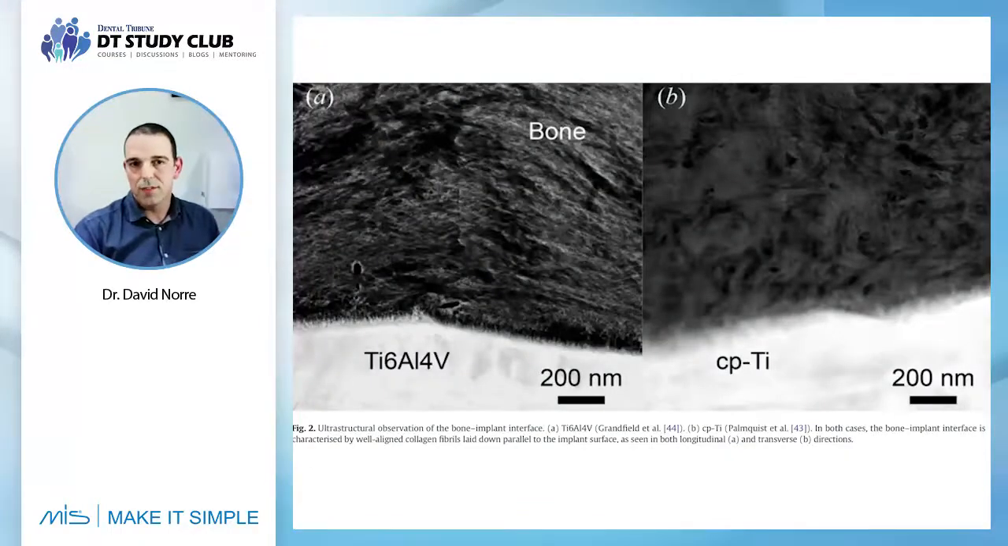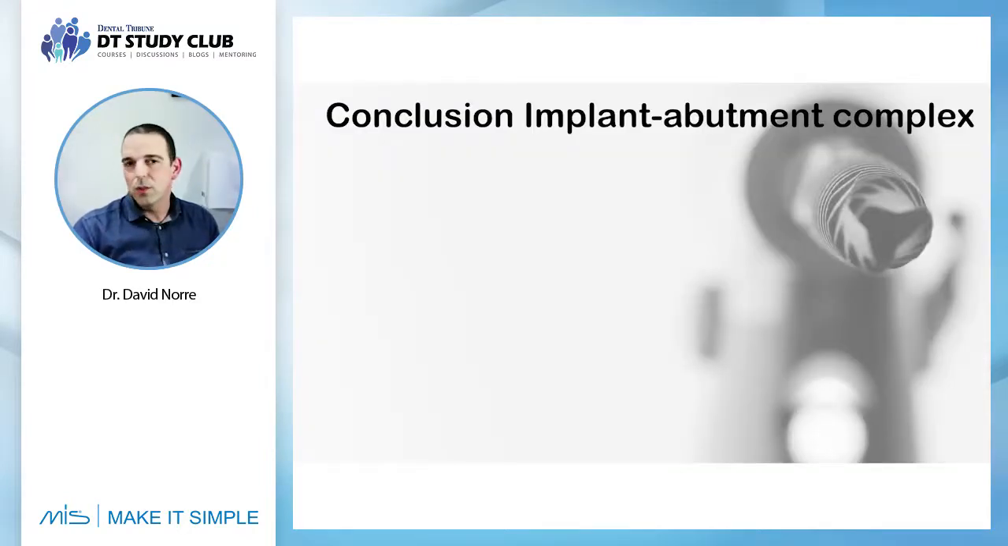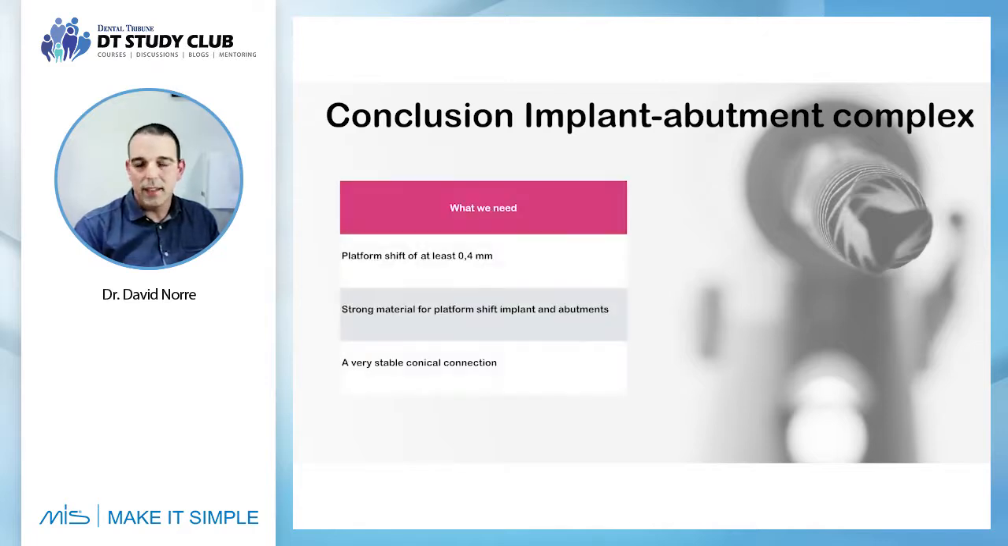This one is also a study from the same group, which shows us that you don't see any difference in osseointegration between titanium grade 23 and titanium grade 4. So, what can we conclude about the implant abutment complex? That we need at least a platform shift of 0.4 millimeters. We need a strong implant abutment interface, and we need a very stable conical connection.